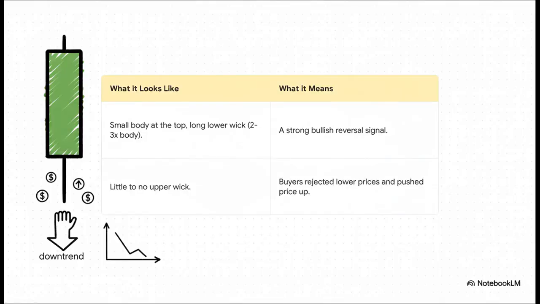It's got a small body up top with a very long lower wick. And that long wick is the whole story. It shows that sellers tried to take over, but a whole floor of buyers stepped in and basically said, nope, the price is not going any lower. That rejection is a huge sign of strength. It's a powerful shift in mood, especially after a downtrend.